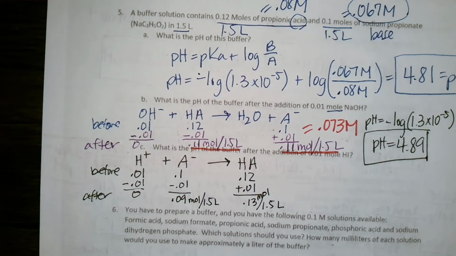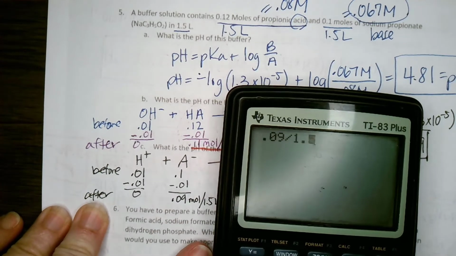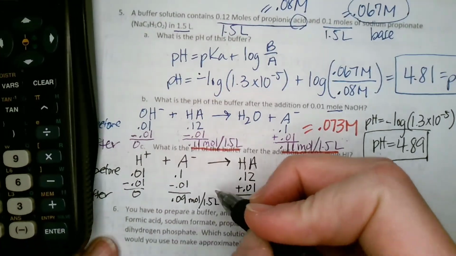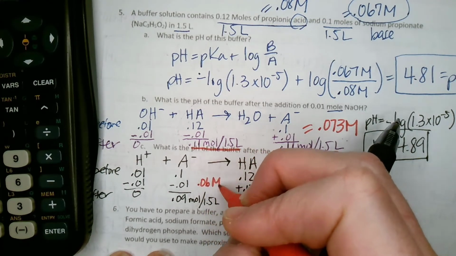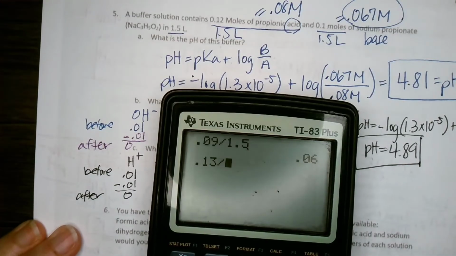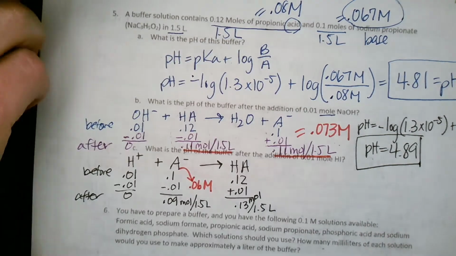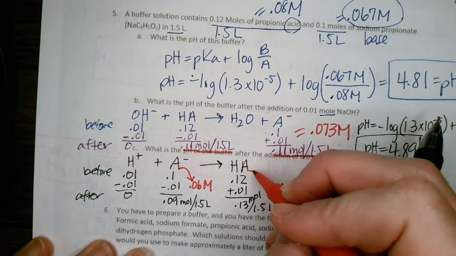All right, let's find our concentrations here. Then we can plug it into our Henderson-Hasselbalch. 0.09 divided by 1.5, so 0.06. I'm going to write that in right here. 0.06 molar, that's for my conjugate base, and 0.13 divided by 1.5, 0.087, let's write that, 0.087 for my acid.